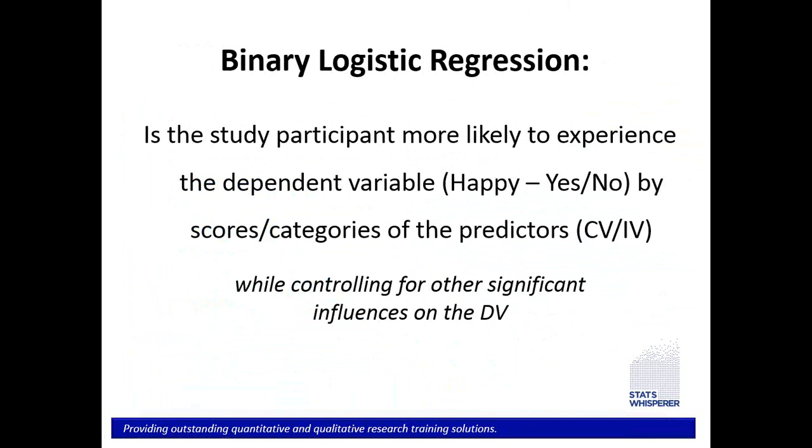So binary logistic regression is going to tell us, is the study participant more likely to experience the dependent variable, happy, yes, no, by scores and categories of the predictors, right? Scores and categories among the covariate and independent variables. And of course, when we have a multivariate analysis, we're always mentioning while controlling for other significant influences on the dependent variable.